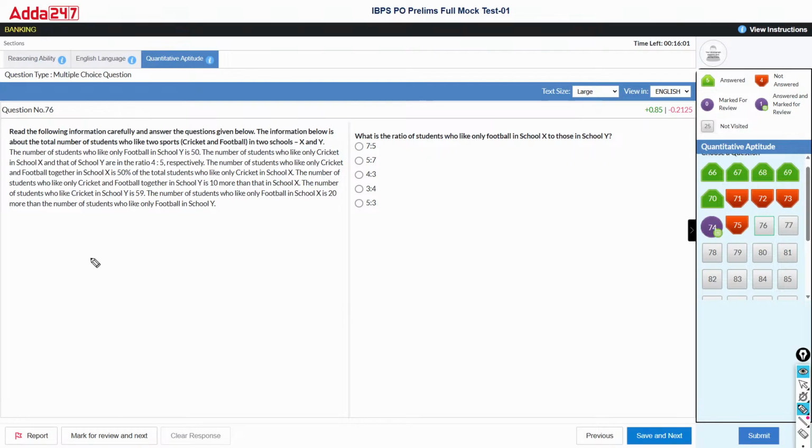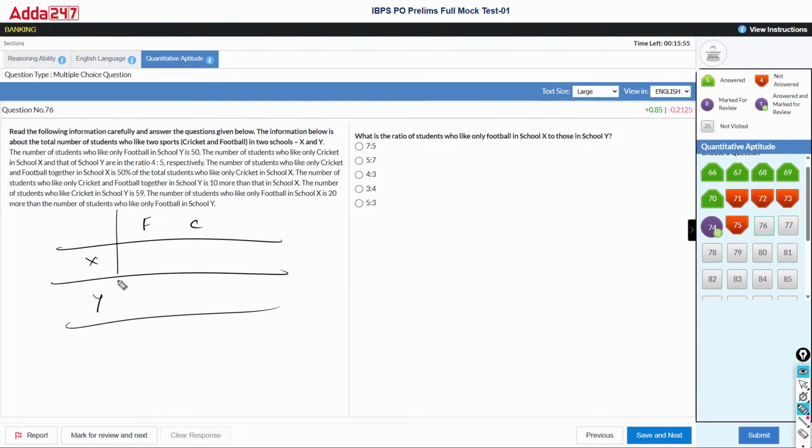I think this should not be that difficult. X, Y, football, cricket. The number of students who like only football in school Y is 50. The number of students who like only cricket in school X and school Y is in the ratio 4 to 5. The number of students who like only cricket and football together in X is 50% of the total.